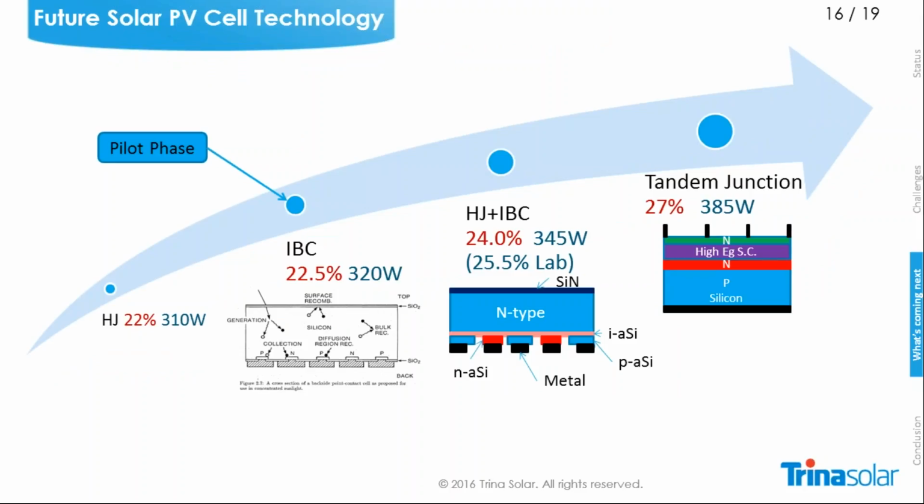What is the future? Here you can see that one solution can be heterojunction, then for sure the IBC cell, which is currently in pilot, then heterojunction combined with IBC, and then the tandem cells. The cells basically consist of several layers of different absorbers to have a better spectral response. Spectral response always means how much of the sunlight, through the different sun colors, you can collect, and if you can collect more, then you also have higher efficiencies.